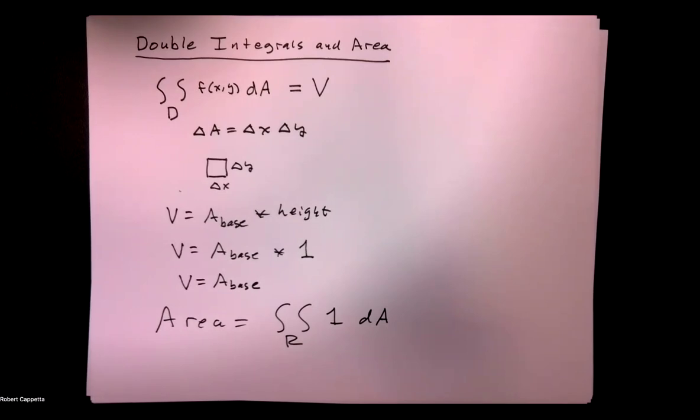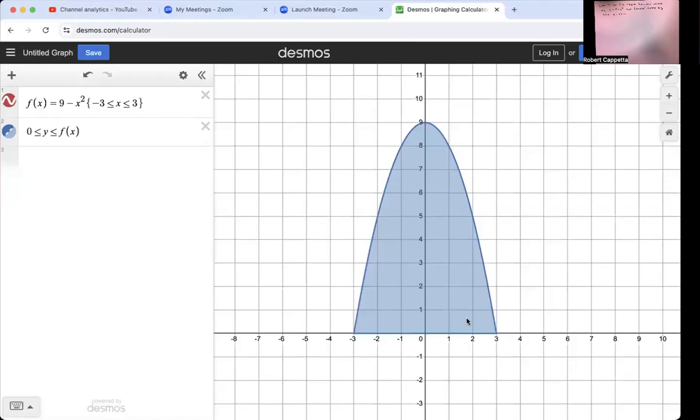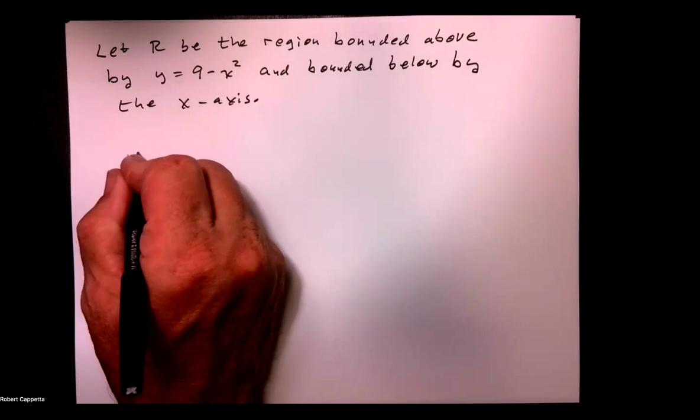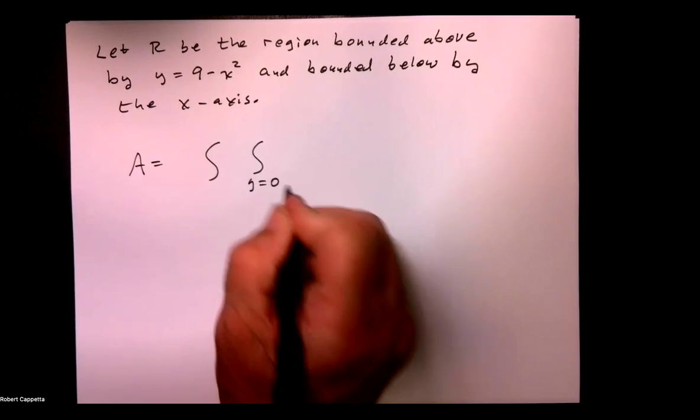So let's do a couple problems there. We want R to be the region bounded above by y equals 9 minus x squared and bounded below by the x-axis. So let's visualize that. Here's our region, and we want to use a double integral to evaluate that area. What is my southern boundary? That would be y equals 0. So using a double integral, southern boundary is y equals 0.